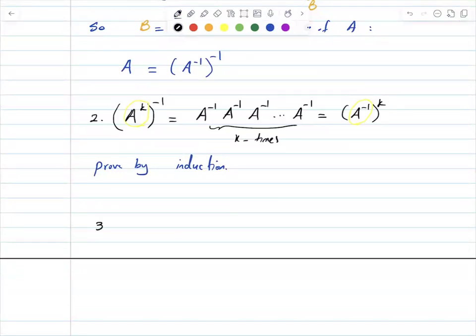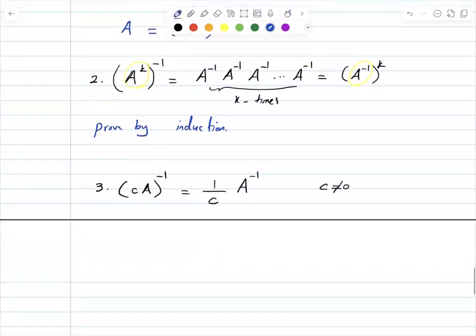So what if I multiply a matrix by a number like C and find the inverse? In that case, it is equal to the reciprocal of that number multiplied by the inverse of matrix A. Remember that C is a non-zero number. What is the sketch of the proof?